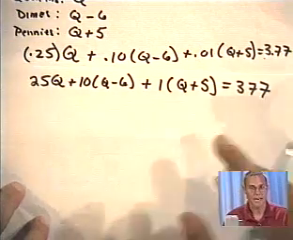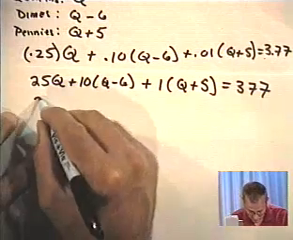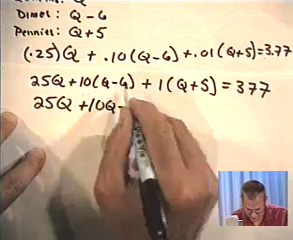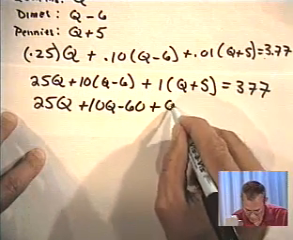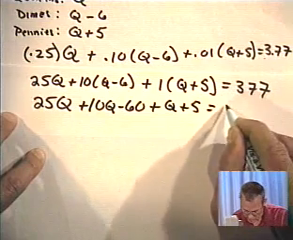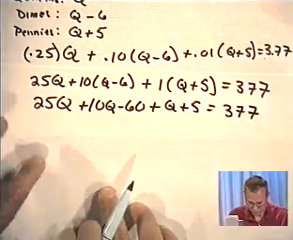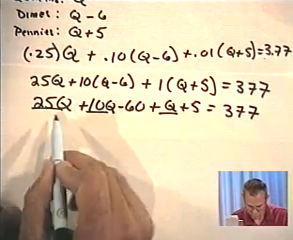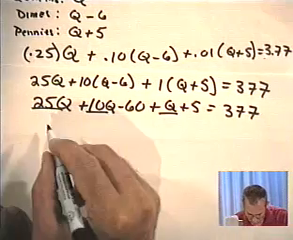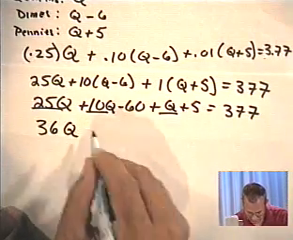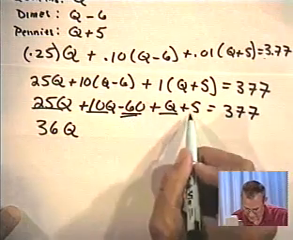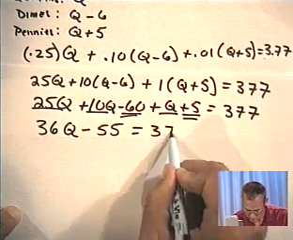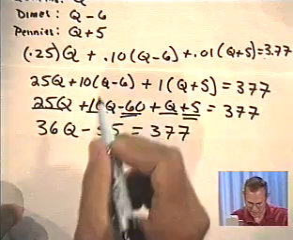Now let's just distribute, combine like terms and try to solve. So 25q plus 10 times q minus 6, plus 1 times q plus 5 equals 377. Let's combine like terms. 25q plus 10q is 35, plus 1 more is 36q. And a positive 5 minus 60 is negative 55. With each step, the linear equation becomes easier and easier for us.